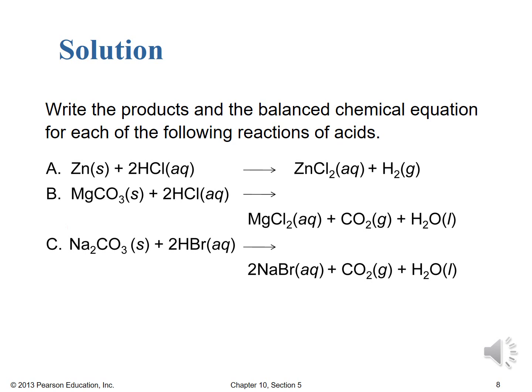For B, the magnesium carbonate solid reacts with 2 moles of hydrochloric acid to form magnesium chloride aqueous plus carbon dioxide gas plus liquid water. And very similarly in C, we have sodium carbonate reacting with now hydrobromic acid, and that's going to form 2 moles of sodium bromide aqueous plus 1 mole of carbon dioxide gas and 1 mole of liquid water. So hopefully those were nice and simple.